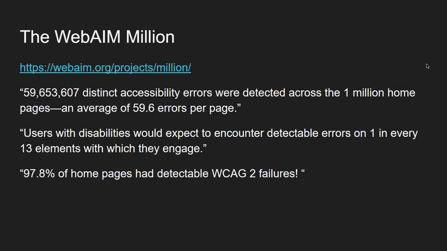And then something I wanted to mention, WebAIM came out with a project recently. They call it the WebAIM Million, where they basically went through and scanned the million most popular websites in the world for web accessibility issues. They scanned the homepage of these websites just to see what's the state of web accessibility for the most popular websites in the world, and it's not good. On average, there's almost 60 errors per page for web accessibility errors. And these are just detectable errors.